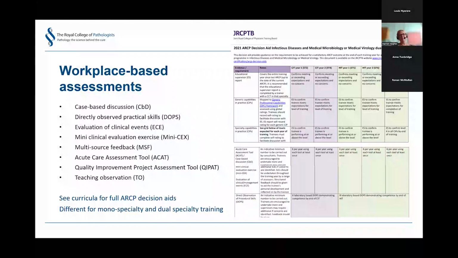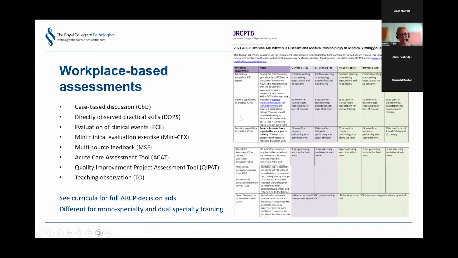Workplace-based assessments, again, you'll be familiar with some of these from your previous training. I'm not going to go through them all in detail, but there are CBDs, ACEs, mini-CEXs, ACATs, and then, of course, DOPS, MSFs, and other more specialised ones, such as the QI project assessment tool. On the right, I've put a snapshot of one section of a decision aid. It's about 4 pages long, so I've only put up 2 of those pages. This one is for ID and micro or virology, so a dual training.